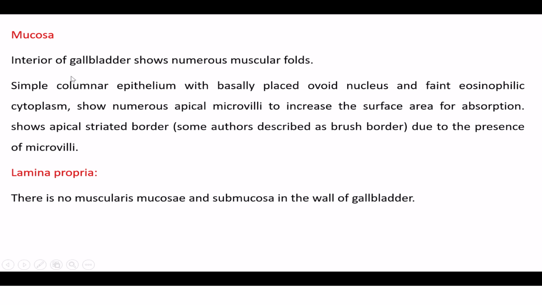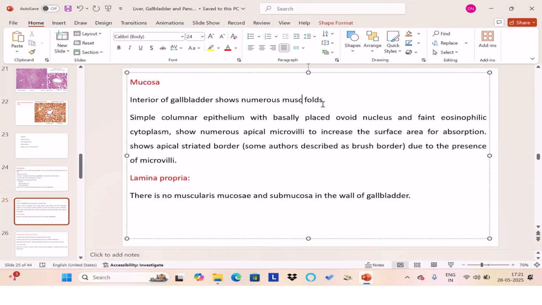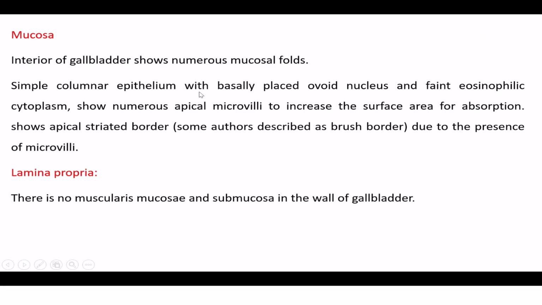So interior of the gallbladder shows numerous mucosal folds. It is not muscular folds. It is numerous mucosal folds. So simple columnar epithelium with basally placed ovoid nucleus and faint eosinophilic cytoplasm shows numerous apical microvilli to increase the surface area for absorption. So it shows apical striated border. Some authors also consider it as brush border due to presence of microvilli.